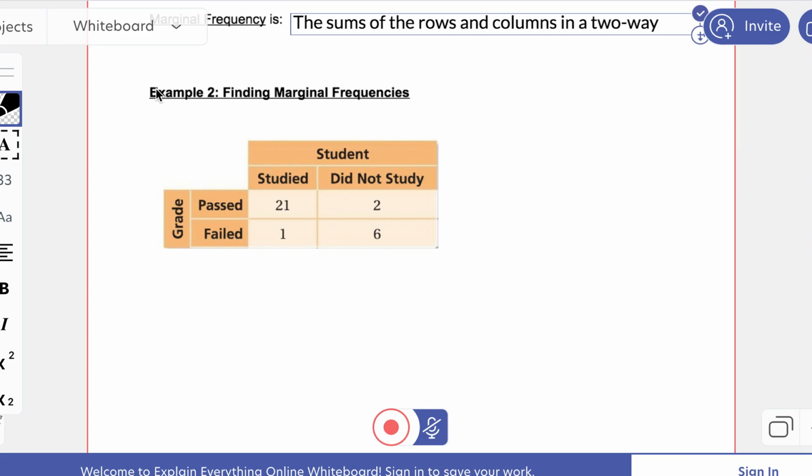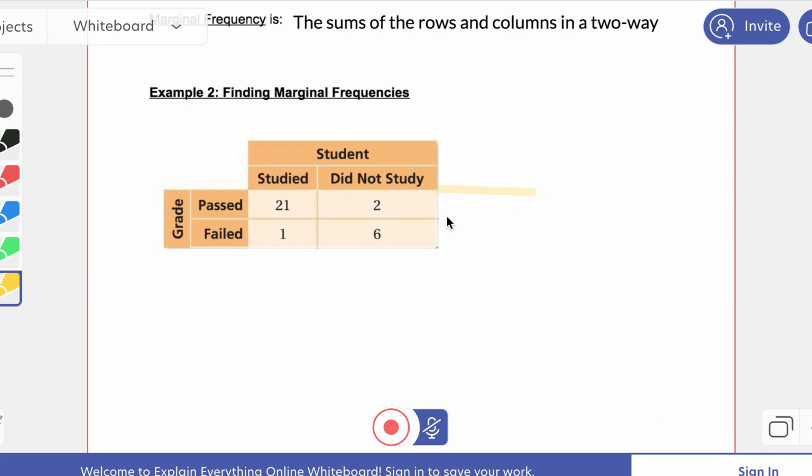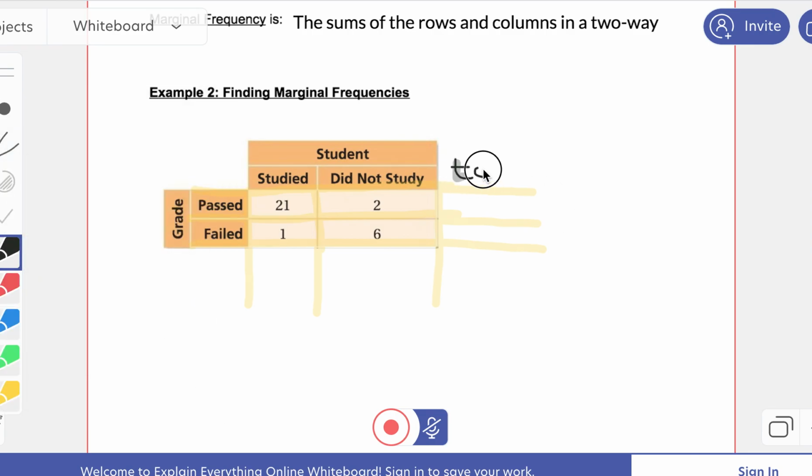All right, so example 2, I want to find my marginal frequencies. Here I'm just given my two-way table, but to find my marginal frequencies, I want to extend this out in both ways. All of these lines I'm going to make a little bit longer. Same thing that I did here, I'm just extending these out. Now I have a bunch of these different categories that are going to go in here. Here is my total, and here I'm also going to get a total of values going across.